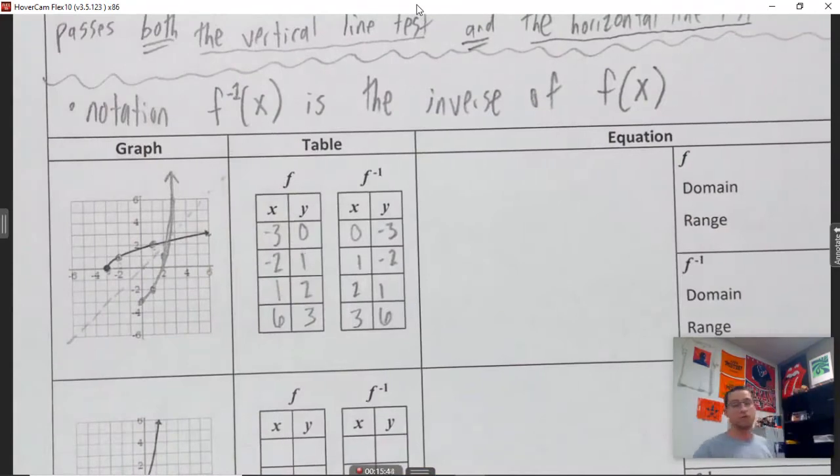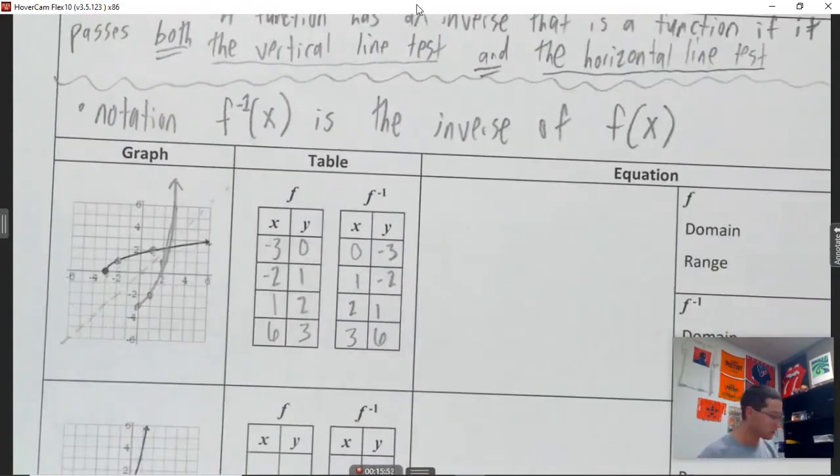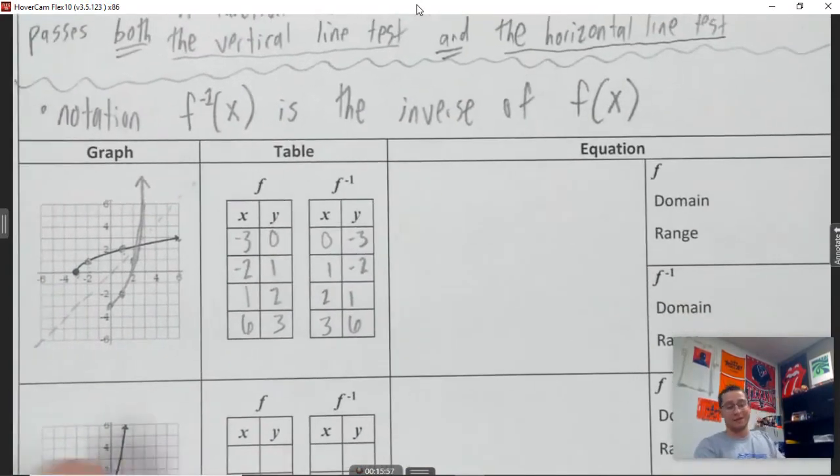Okay, so good to go. That's my graph, the inverse of that picture right here. Okay, now for the equation. First of all, let's talk about what this equation is.